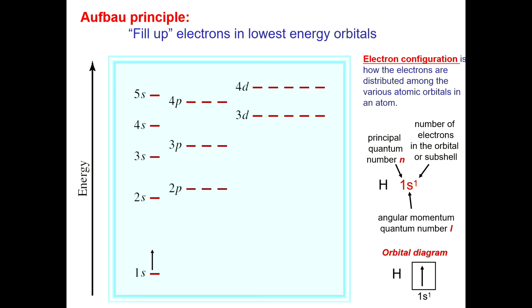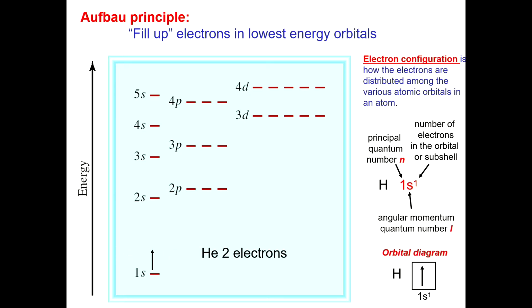Here 1 is the principal quantum number 1, and s is l, where l here is 0, so we write it as s. And the superscript 1 means the number of electrons: only one electron. So we write hydrogen like 1s1. It only has one electron. So for hydrogen you can use this way.